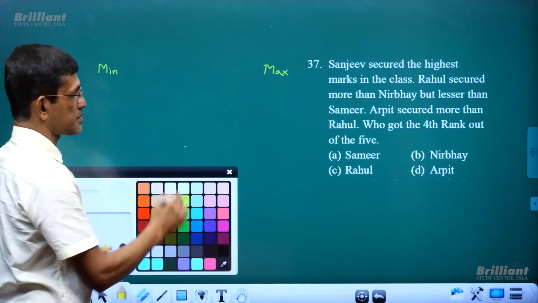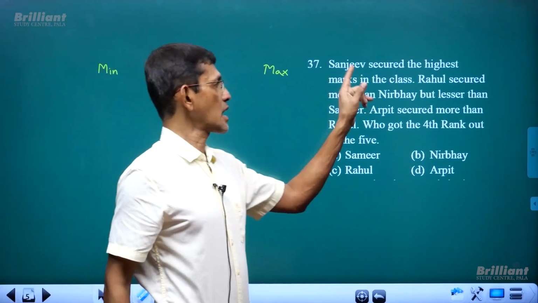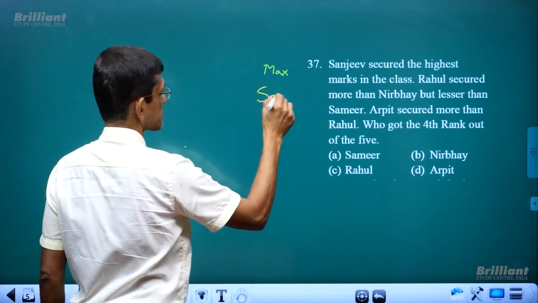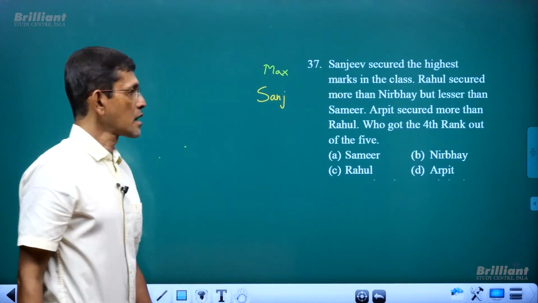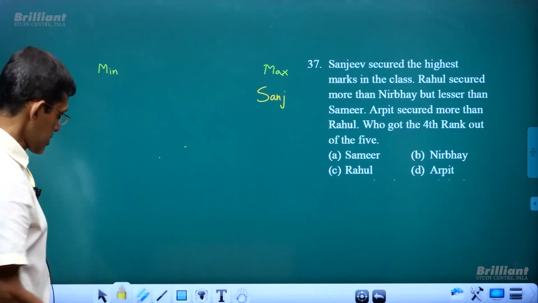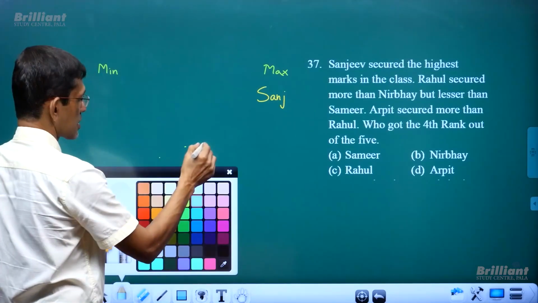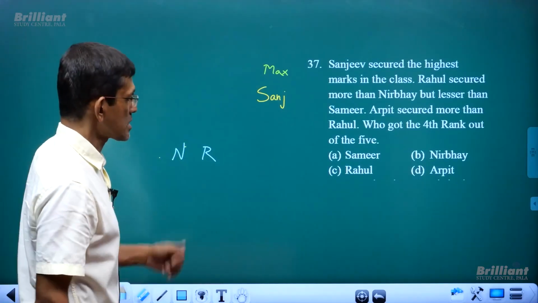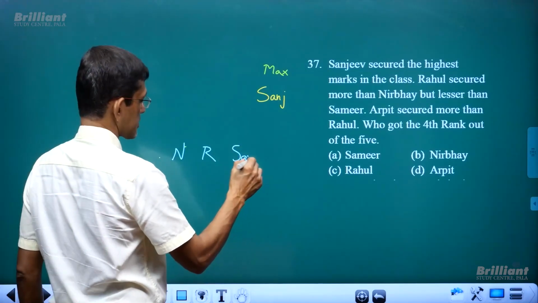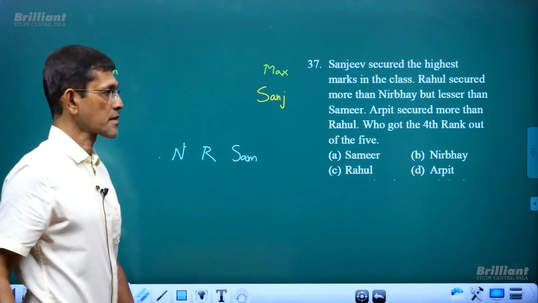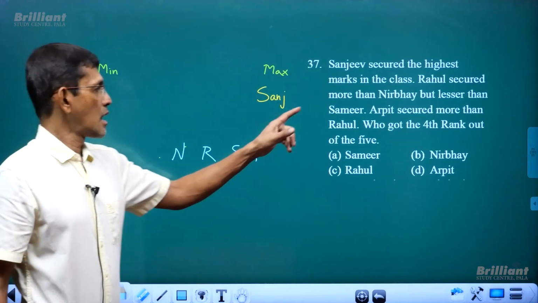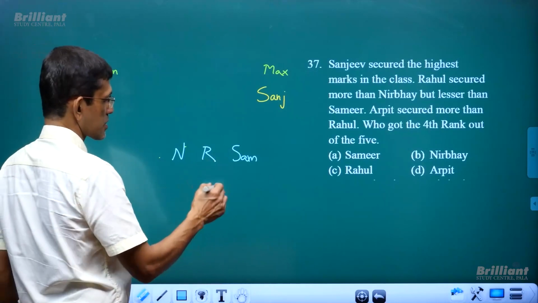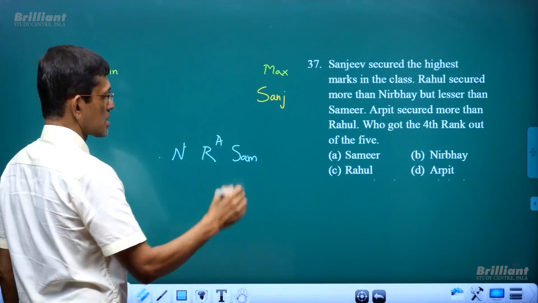Now, who are these people? Sanjeev secured the highest marks in the class. So the maximum is for Sanjeev. Rahul secured more than Nirbhay, but less than Samir. And Arpit secured more than Rahul.